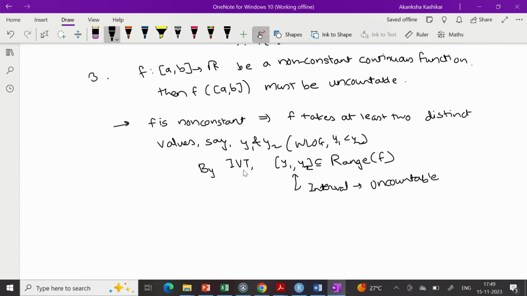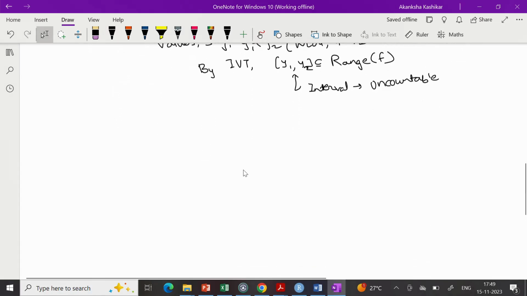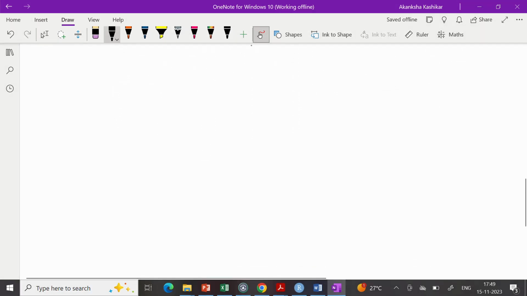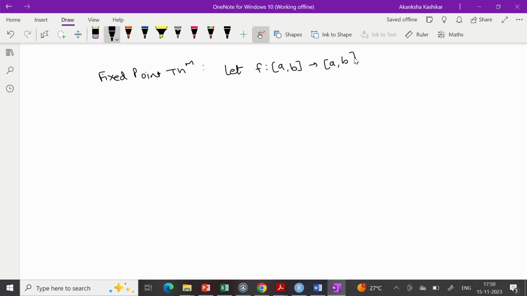As another consequence of the intermediate value theorem, we have what is called the fixed point theorem. Let me now state and prove that. Fixed point theorem. So what is a fixed point theorem? Let me give the statement. Let f from [a,b] to [a,b] be a continuous function. So the domain as well as the range are the same.